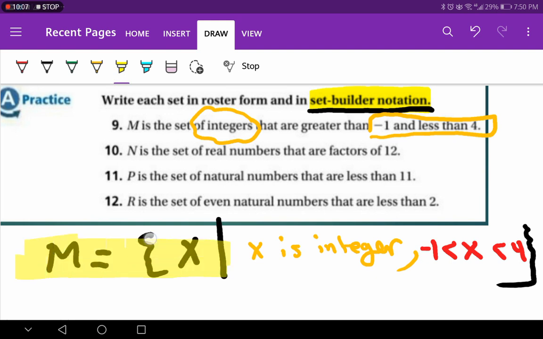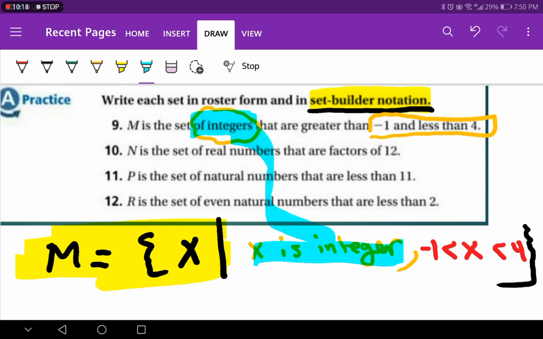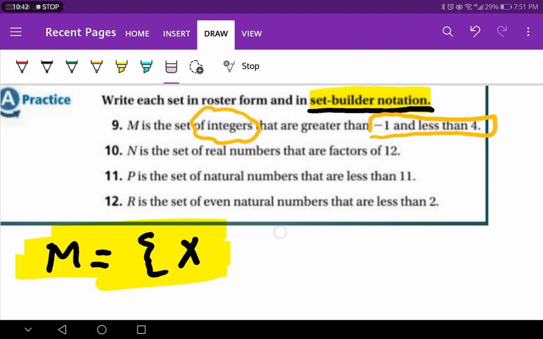This part is for all set builder notation. This part is brought from the question: it is integer, it is a whole number, it is natural, okay? And the last part, the inequality part, is coming from here. Okay, my dear student, are you happy with that? Me too.